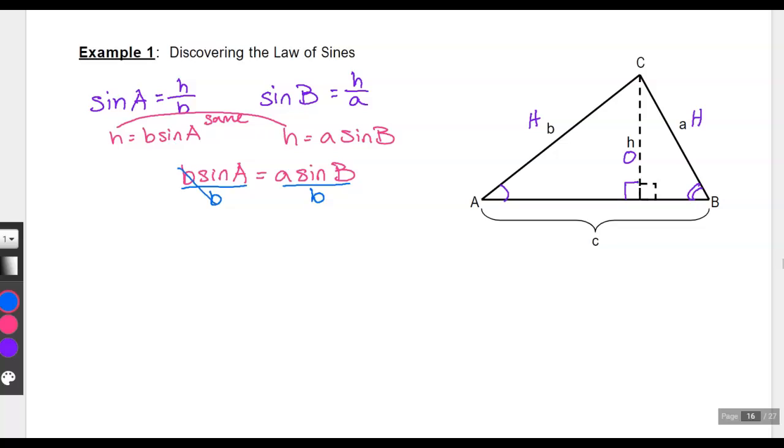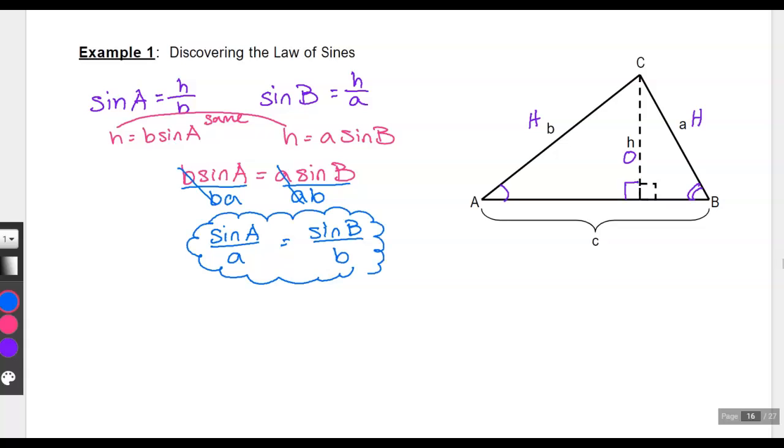These b's would cancel. How would I get rid of the a on the sine of b? Divide by a. The a's cancel, and I'm left with sine of a over a equals sine of b over b. This is the law of sines.